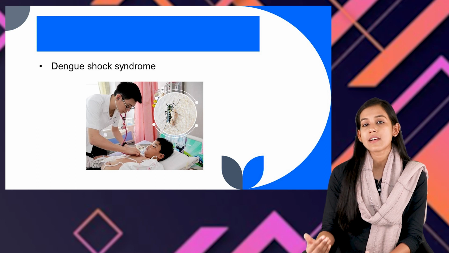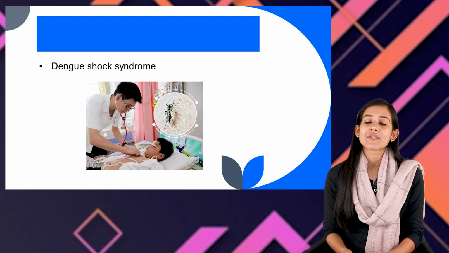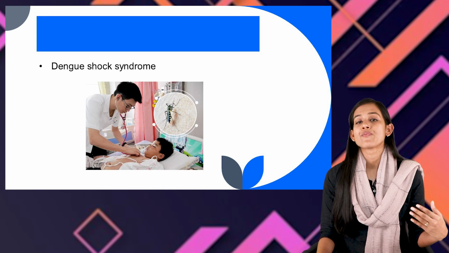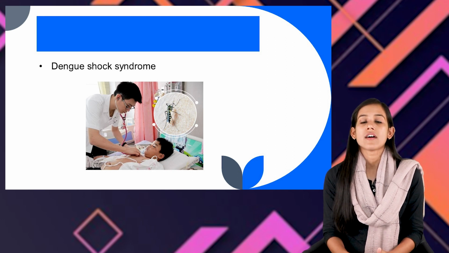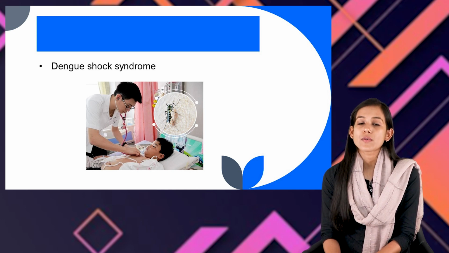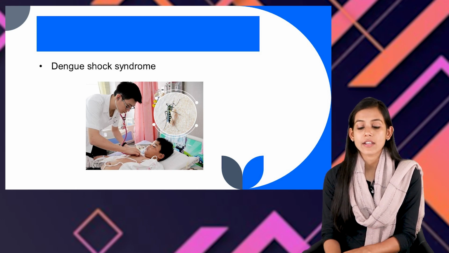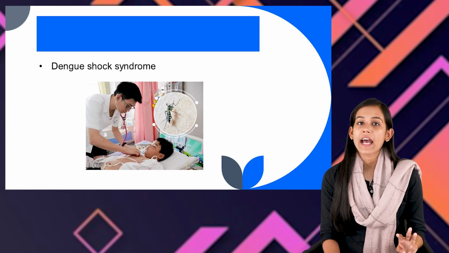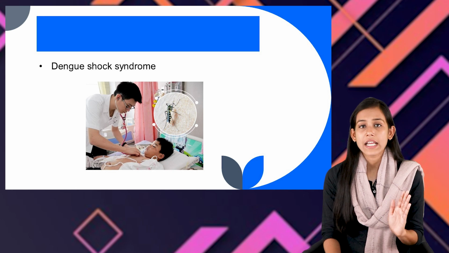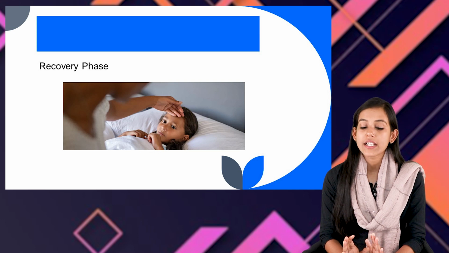And third, we have dengue shock syndrome. Here, because of the massive plasma leakage, there will be shock, and this shock would lead to organ impairment, right? So the kidney might get involved, or there might be liver failure, or the CNS also might get involved. So we basically have three severities of dengue: dengue fever, dengue hemorrhagic fever, and dengue shock syndrome.